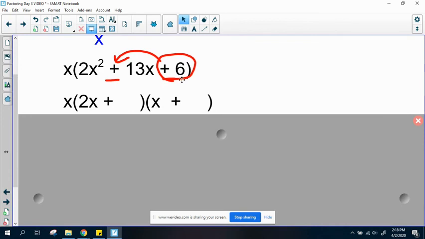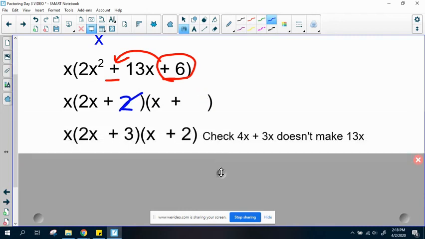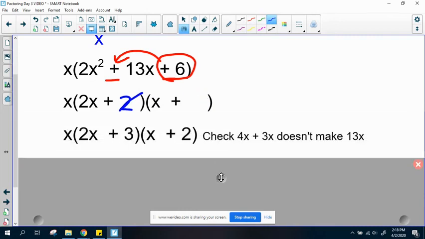I'm trying to get 6, so I'm probably going to use 3 and a 2. I am not going to put a 2 here because that would imply GCF. So the natural thing to try is to put the 2 here, which is what I did. And then I check. So this is going to be 4, and that's going to be 3, but I'm trying to make 13, so that's not even close. I know not to switch the 2 and the 3 because that's not going to work.